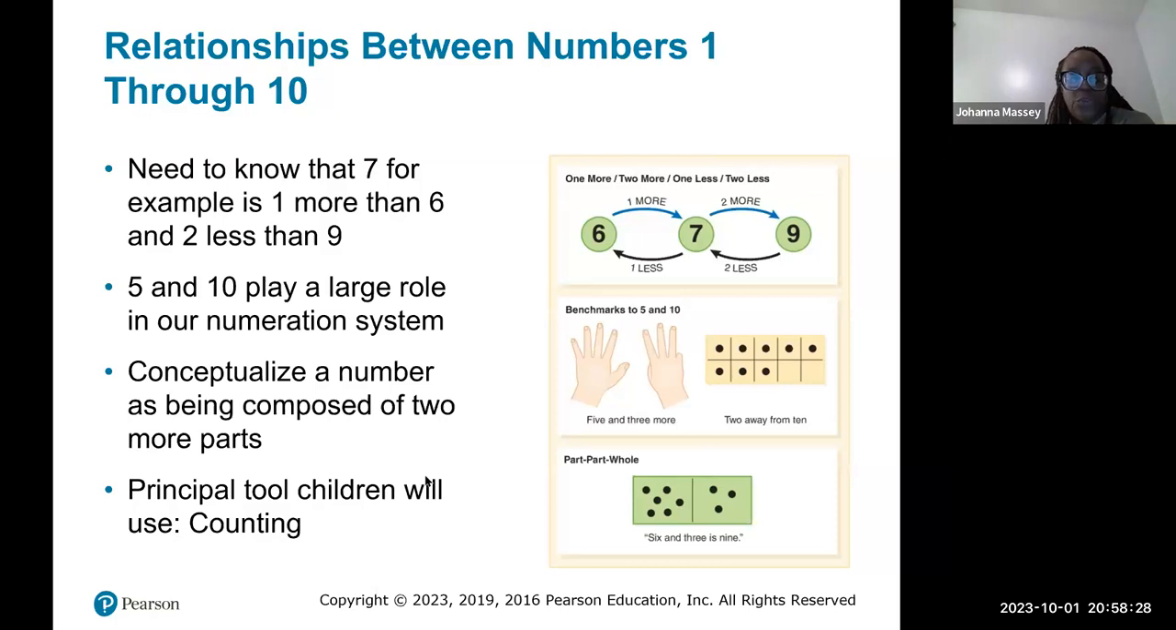The principal tool children will use is counting. They use counting, especially with that part relationship. So if you're looking at that right there, and that's 6, they can count on: 7, 8, and 9. Okay.